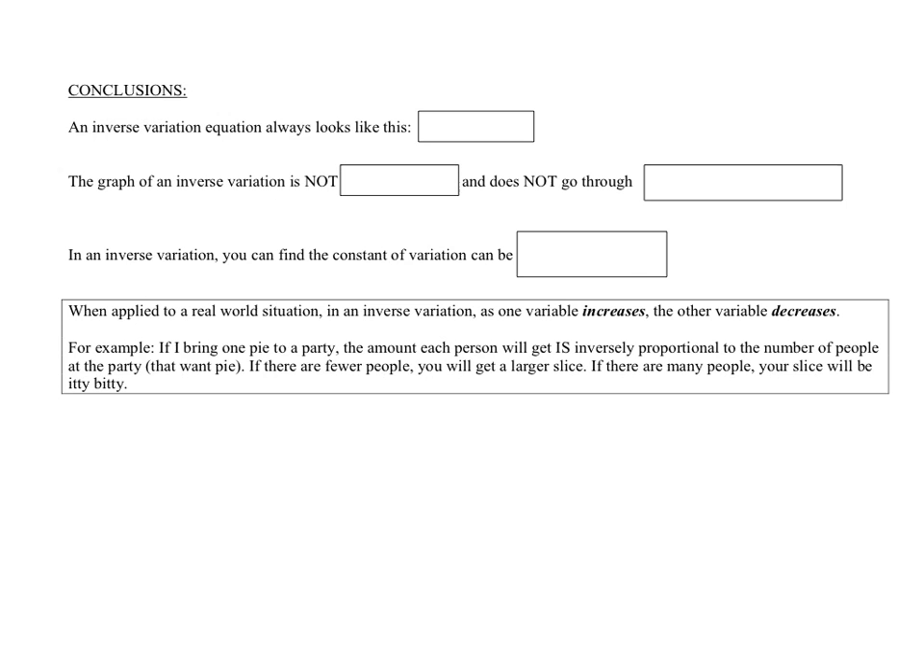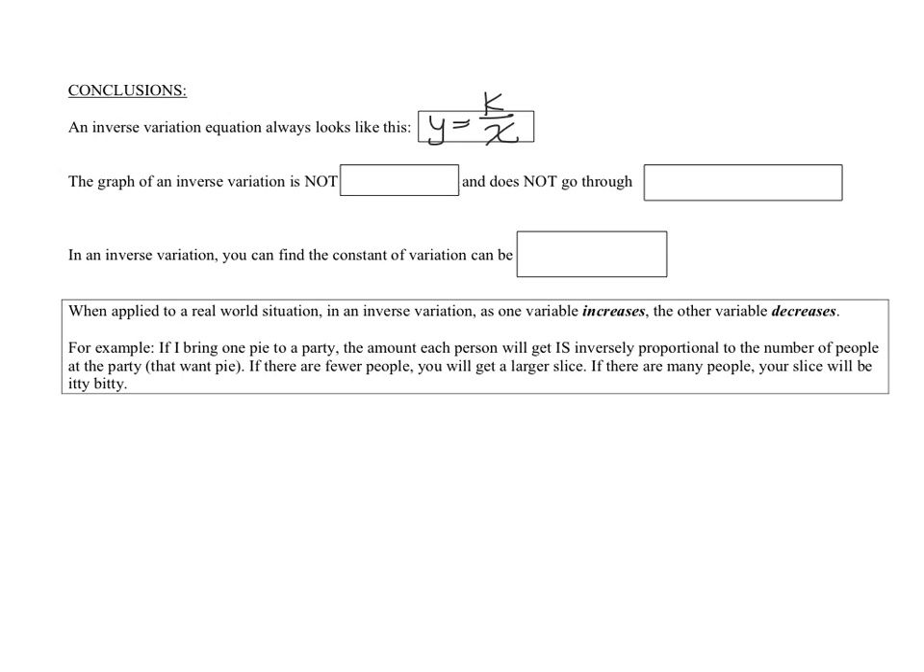So let's make some conclusions about inverse variation. The inverse variation equation always looks like this. If you think you know it, stop it and go ahead and fill it in and then come back and see if you're right. But it always looks like y equals k over x. So it's k divided by x instead of k times x.